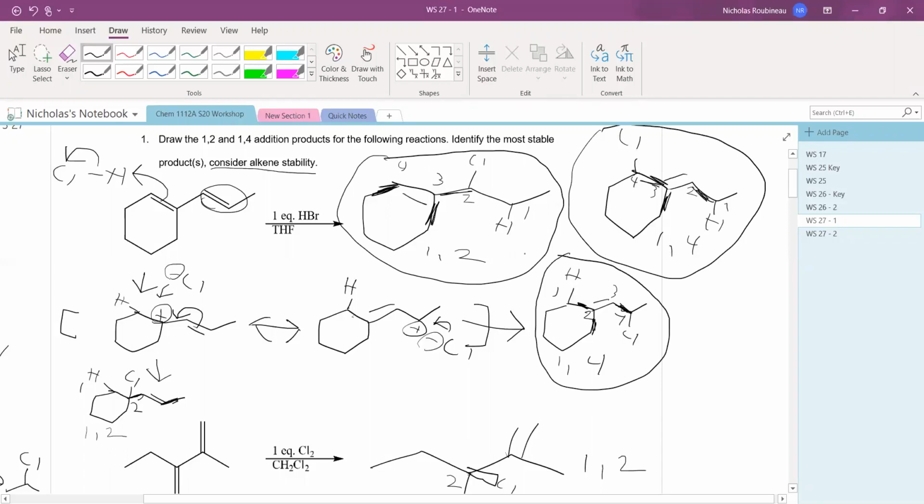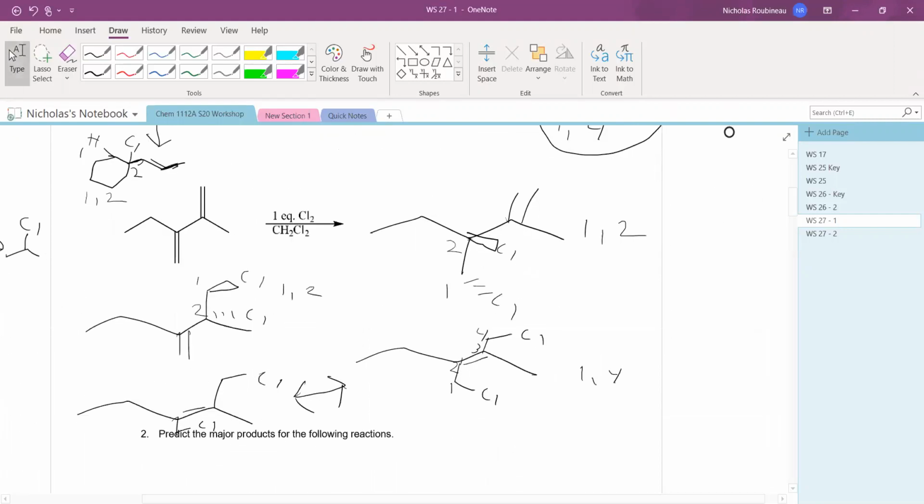And we got three that were equally stable here just because of where the double bonds were, but it might not always be the case. There might only be one that's most stable. It just depends on the context.